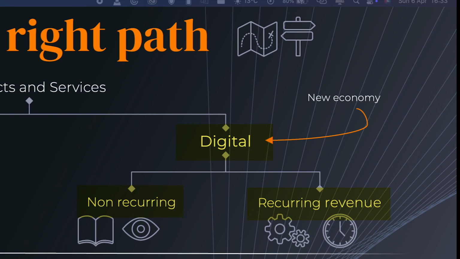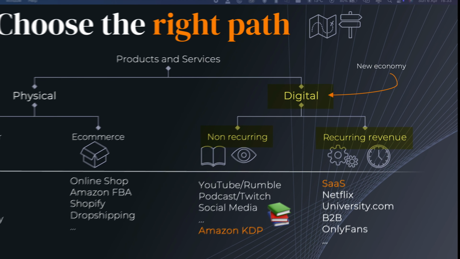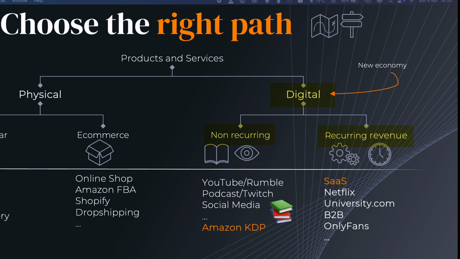Digital businesses actually can have recurring or non-recurring revenue. Amazon KDP is a business with non-recurring revenue, which is based on each sale. Recurring revenue is mostly done by software as a service platforms.